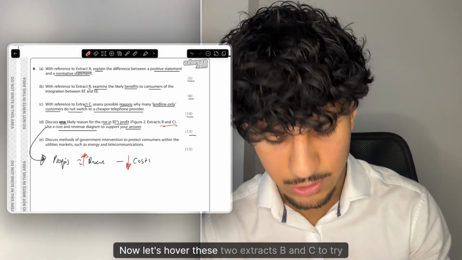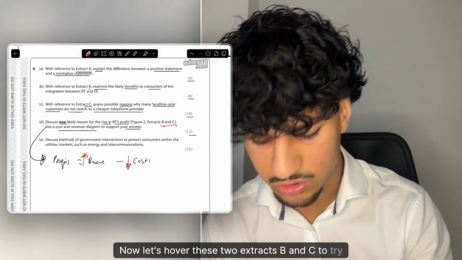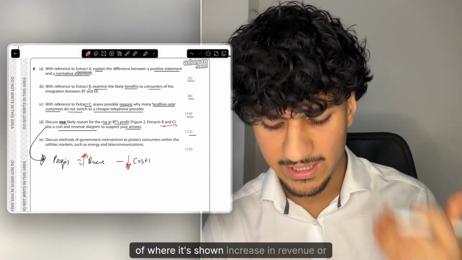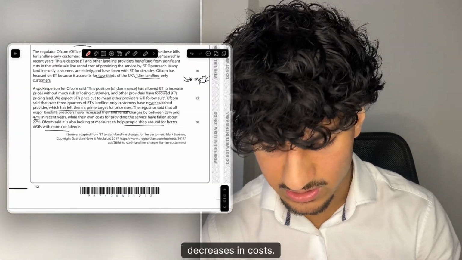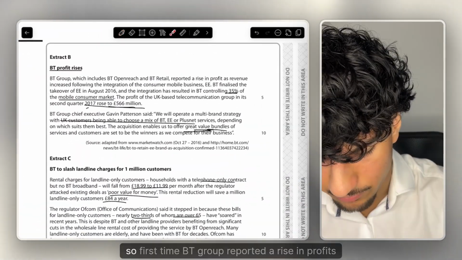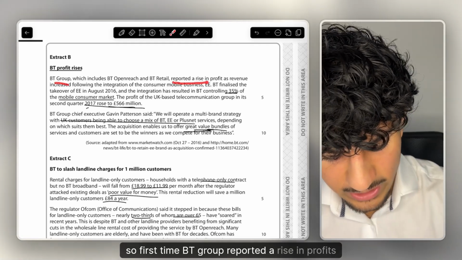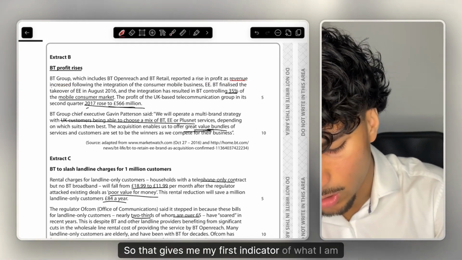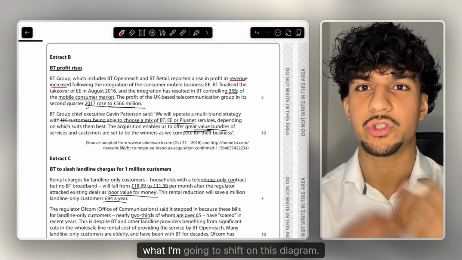Now let's have a read of these 2 extracts, B and C, to try and find examples where it's shown increases in revenue or decreases in costs. So that would be here, and let's have a look through this. So first line, BT Group reported a rise in profits as revenue increased. So that gives me my first indicator of what I'm going to shift on this diagram.